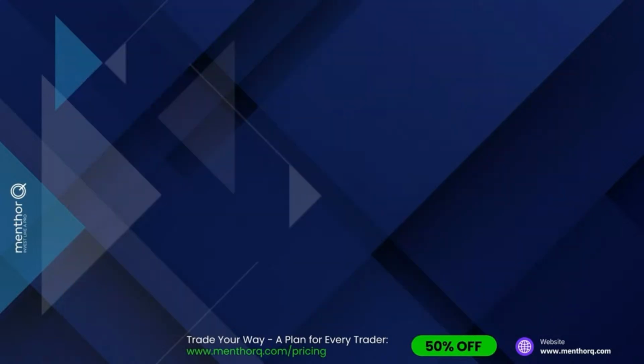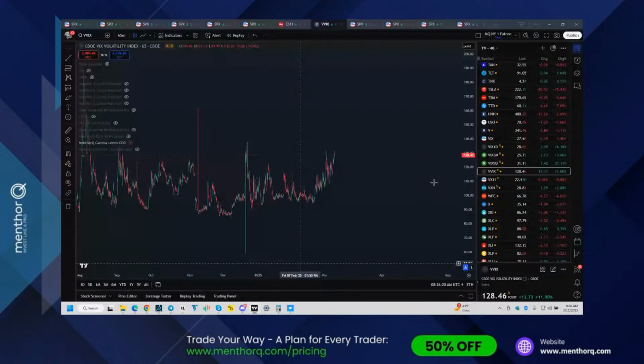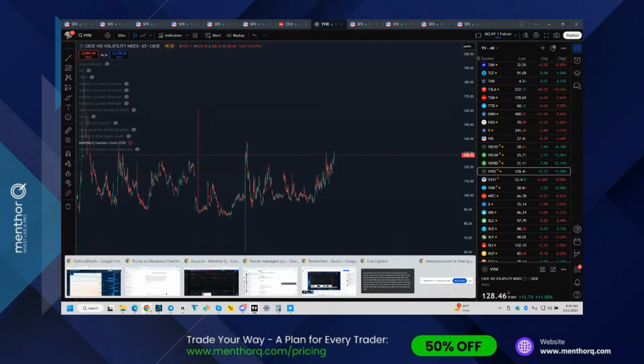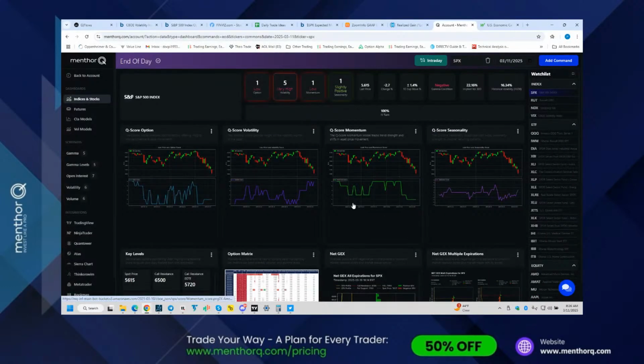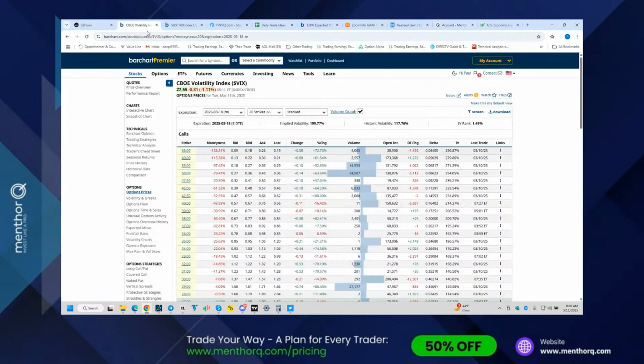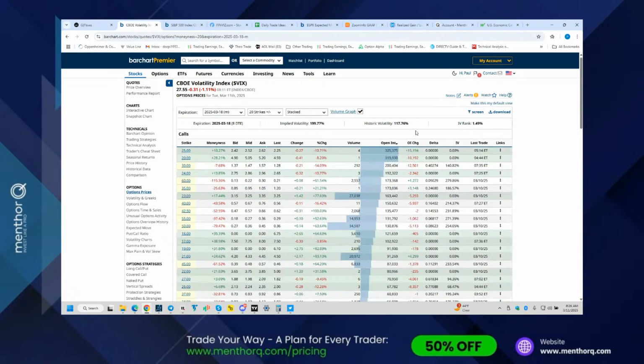So basically, I'm going to pull up, where is it? Chrome. Here we go. I'm going to poke around here. First, I'm going to do it a more simplistic way. This is bar charts. There's a lot of different places that you can access this. It's just an easy peasy way to look at open interest.